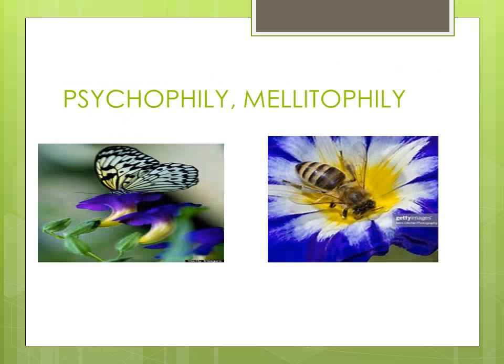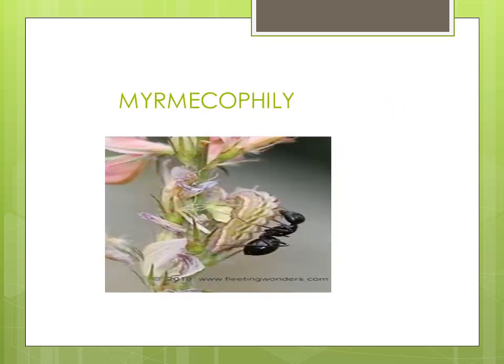Now two more pollinated flower types: Psychophily and Melittophily. Psychophily means the flowers which are pollinated by butterflies. Melittophily, the flowers which are pollinated by honeybees. Myrmecophily: here you can see the flower is pollinated by ants. Such flowers are called myrmecophilous.